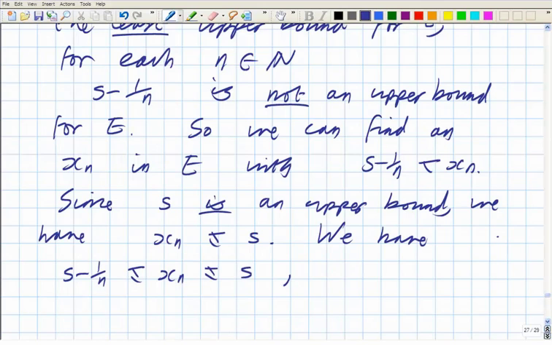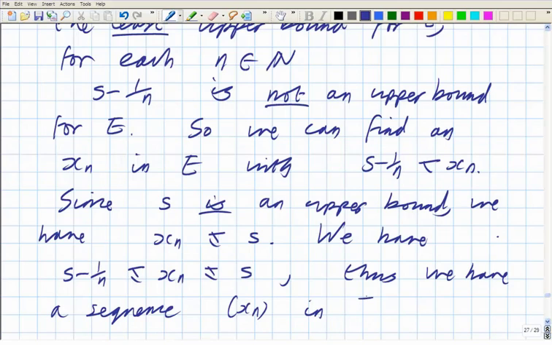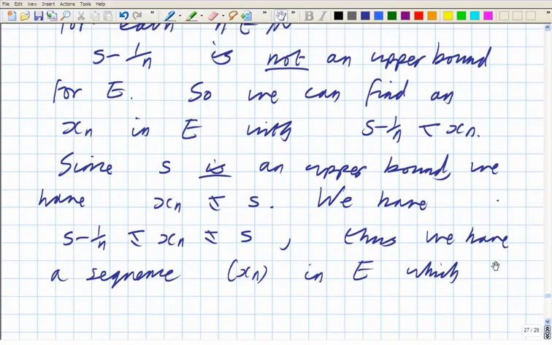And now you can either see directly, or you could even quote the sandwich theorem if you want, since xn is sandwiched between two sequences converging to s. But anyway, you can see that the distance from xn to s is less than or equal to 1 over n. So certainly xn tends to s as n tends to infinity. And of course xn is a sequence in E, which is converging to something. But E is a closed set. So that's going to get us the result we want.